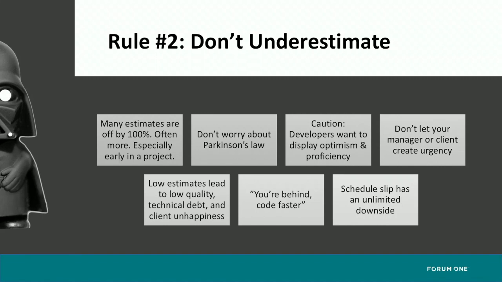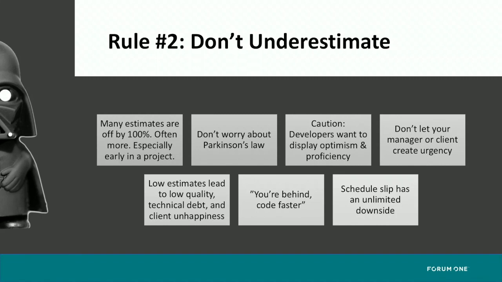Rule number 2, don't underestimate. Basically, from what I've read, beyond just Steve McConnell, almost every estimate that is given is an underestimate of the amount of effort required to build software. So many estimates are off by 100%. Most estimates are off by 100%. Often more, especially at the left edge of the cone of uncertainty.